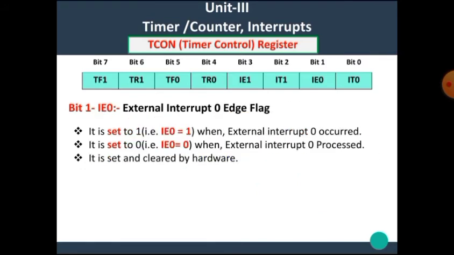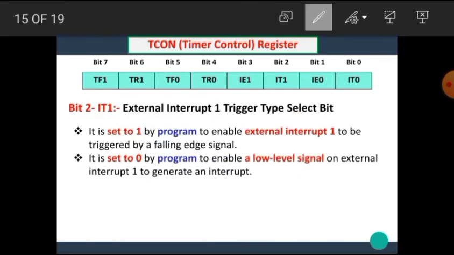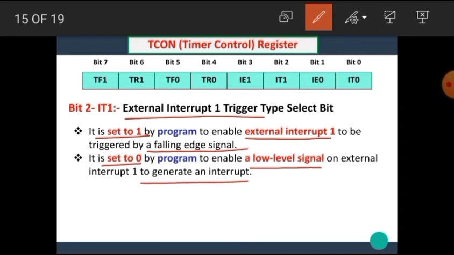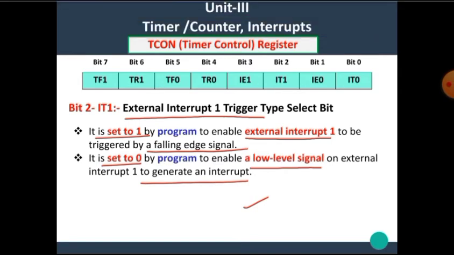The next bit is IT1. It is known as the external interrupt 1 trigger type select bit. It is set to 1 by the program to enable external interrupt 1 to be triggered by the falling edge signal. It is set to 0 by the program to enable a low level signal on external interrupt 1 to generate an interrupt. That means it is used to generate the external interrupt.